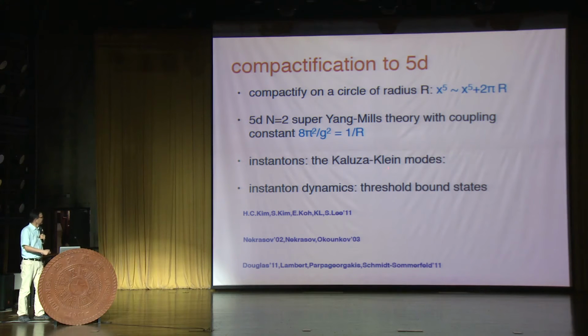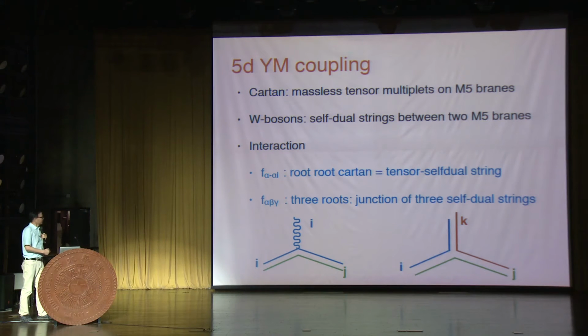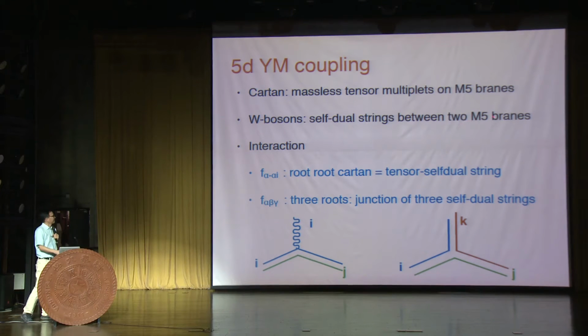Especially, this leads to various constraints on instanton dynamics. For example, one has to have a threshold bound state of multiple instantons to represent momentum k along the compactified direction. If you look at 5D Yang-Mills couplings, then you can see they have an origin in 6D also. As I said, the 5D Yang-Mills Cartan element comes from the tensor multiplet. And the W boson comes from the self-dual string connecting two M5 branes and wrapping the compactified circle.